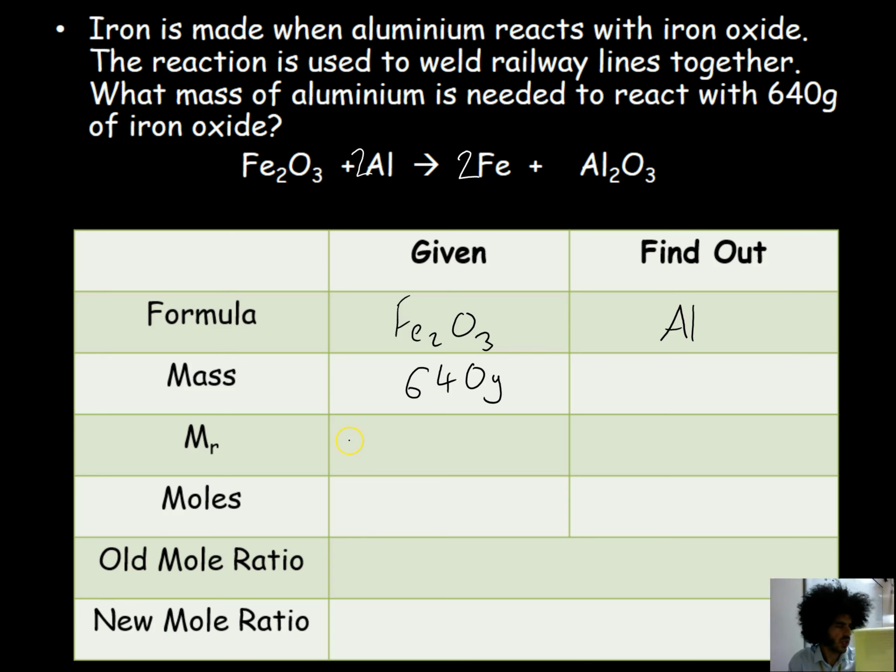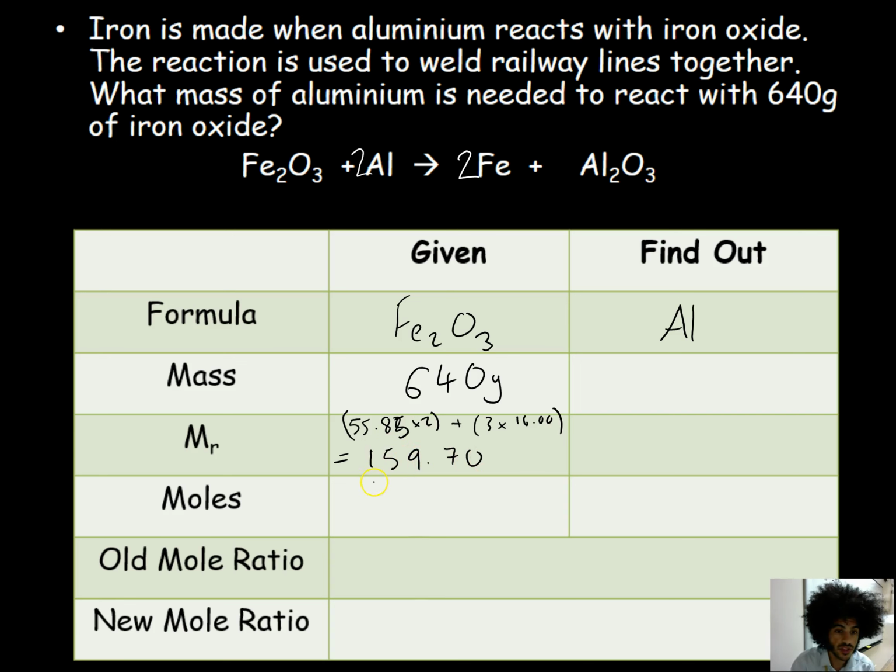It is. So 55.85 times 2. Put 5 there. So I need 2 of those, and that's added to 3 lots of 16. So that's going to equal 55.85 times 2 plus 3 lots of 16, which is 48. So the mass of that is 159.70.